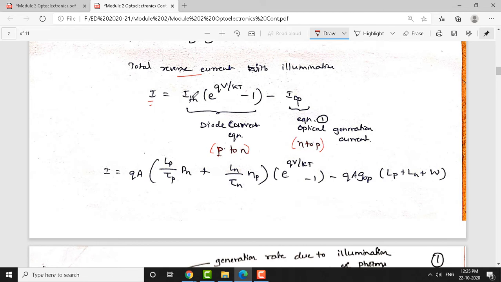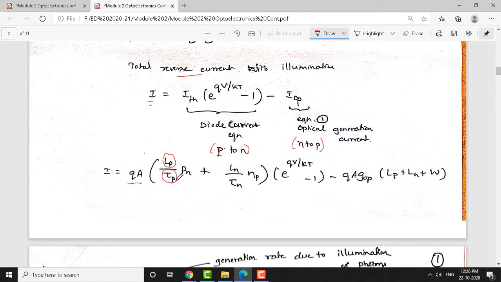Now, you can substitute this equation, where this ITH we already know from the first chapter of module 1. So, that can be substituted here. So, I is equal to, now the same equation is equal to Q times A. So, Q can be taken out here, and LP by tau P. Try to understand each of these parameters. LP we already defined, diffusion length for holes, and tau P is nothing but the lifetime of holes.